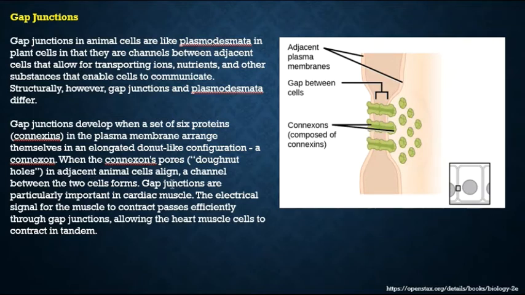When the connections force adjacent animal cells to align, a channel between the two cells forms. Like this is a door, this is a door. They are aligning, so a channel is formed. So the molecules can move from here to here. Gap junctions are particularly important in cardiac muscle. The electrical signal for the muscle to contract passes efficiently through gap junctions, allowing the heart muscle cells to contract in tandem. So this was the basic concept about cell structure part 2.